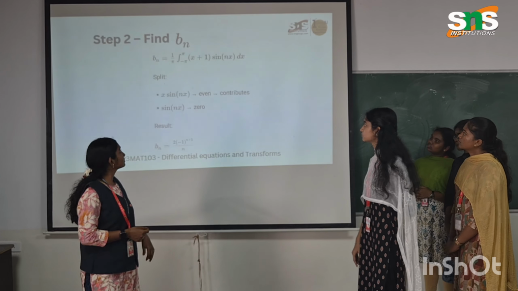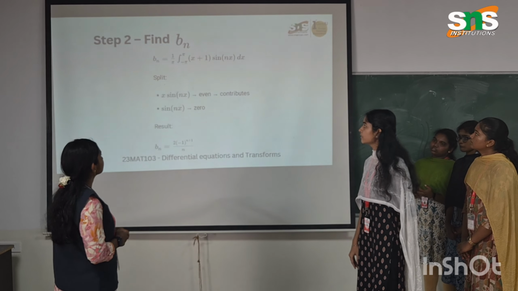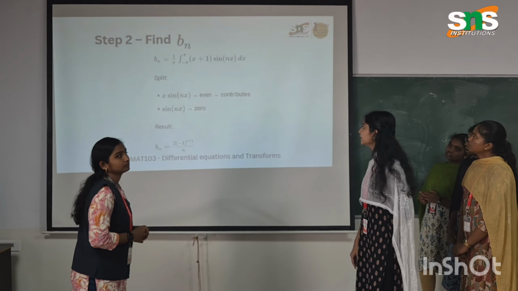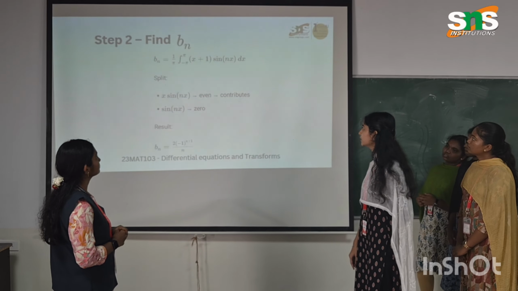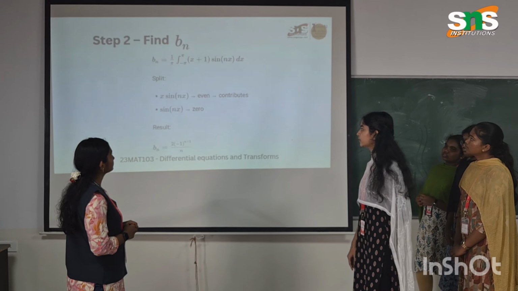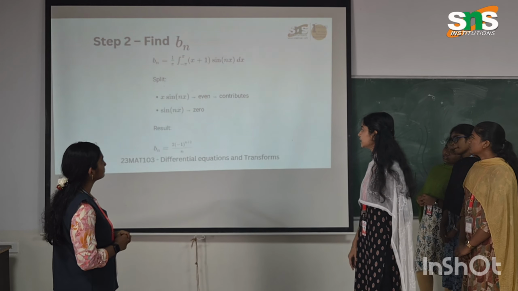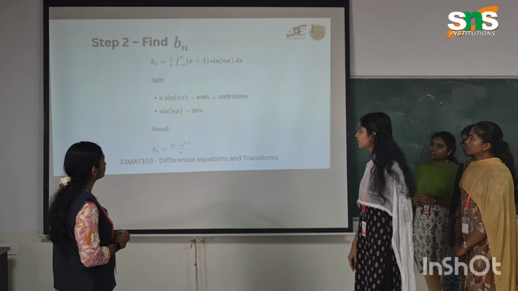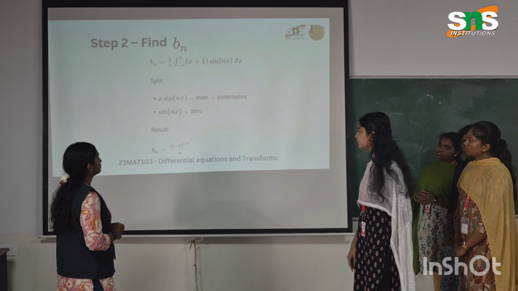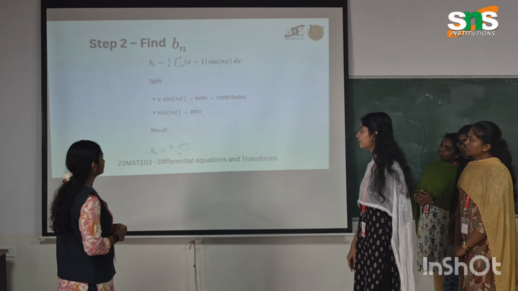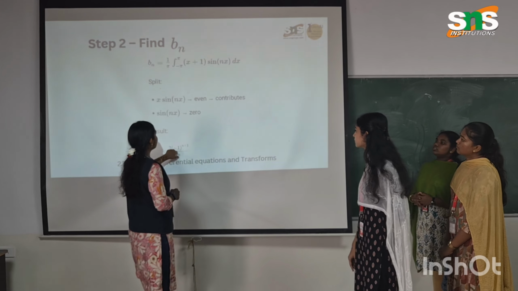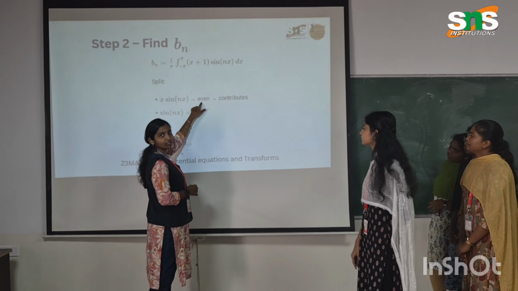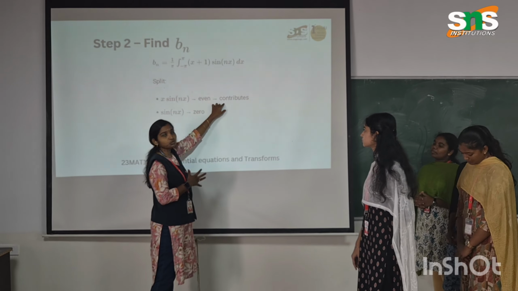Next, we are going to find the value of bn, where bn is equal to 1 by pi integral from minus pi to pi of x plus 1 into sine of nx dx. The component x into sine of nx becomes even, therefore it contributes. The 1 into sine of nx becomes 0. As a result, we get the value of bn equal to 2 into minus 1 to the power n plus 1 divided by n. So where does this value come from? It exists only in the integral of x into sine nx.